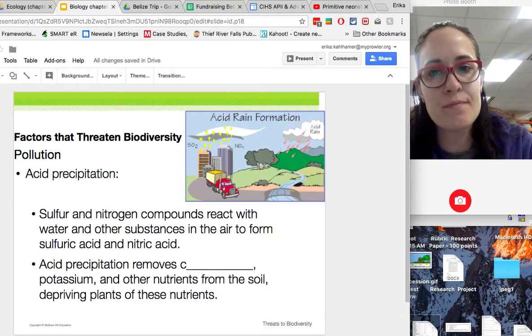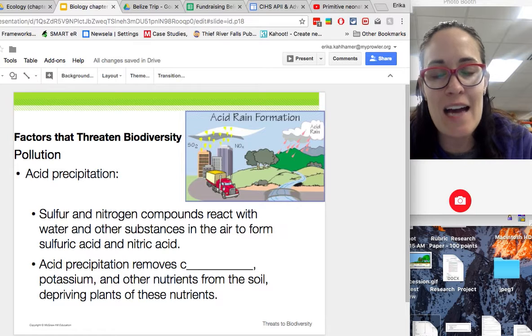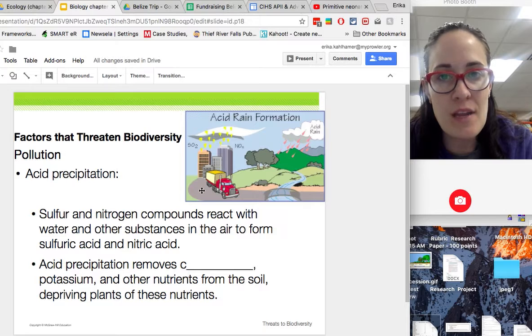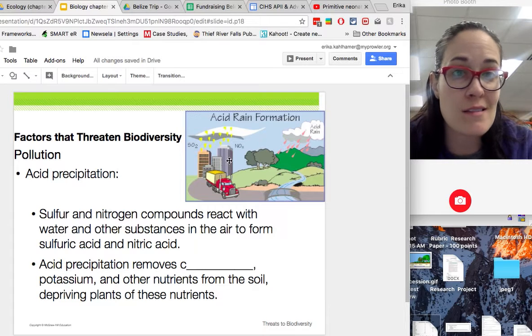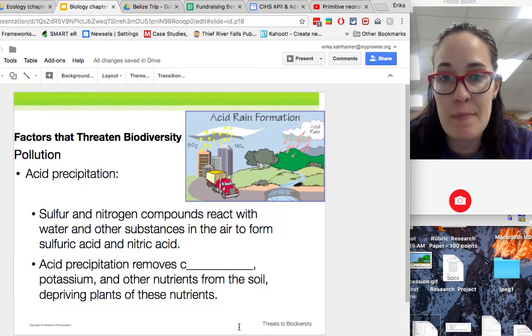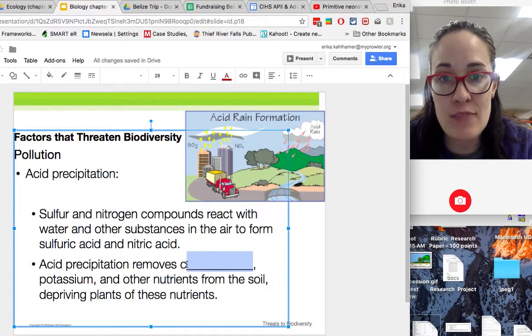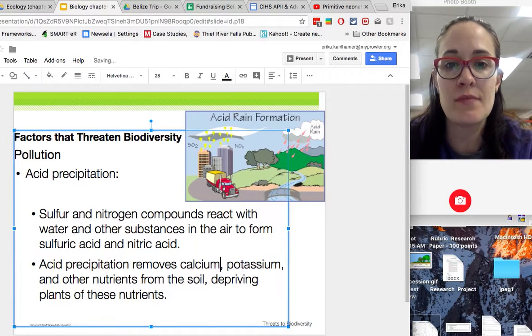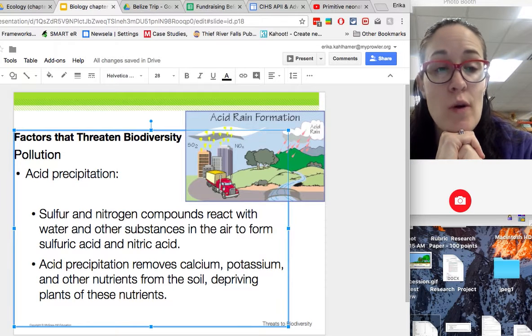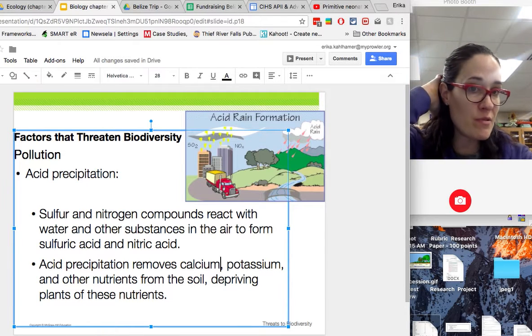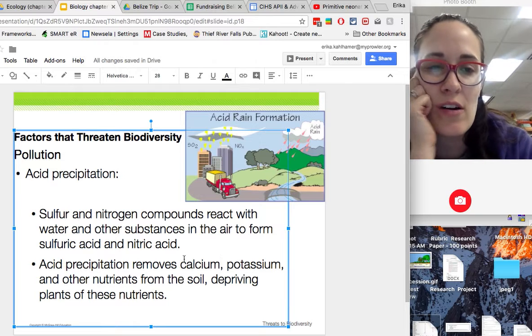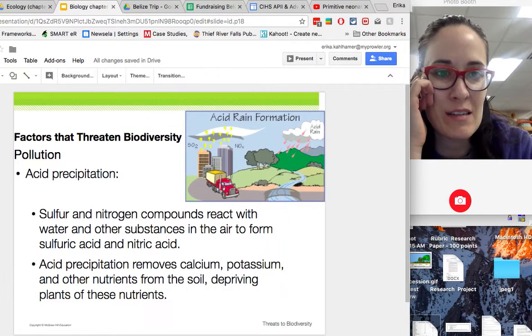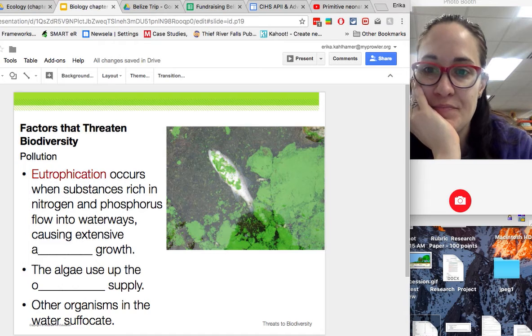Another type of pollution, air pollution, one example is acid precipitation. When factories give off gas, sulfur, nitrogen, it mixes with the water vapor in the air and rains down acid. And what that acid rain does, it removes calcium, potassium, and other nutrients from the soil and deprives plants of the essential nutrients for them to grow. It also can corrode different things.